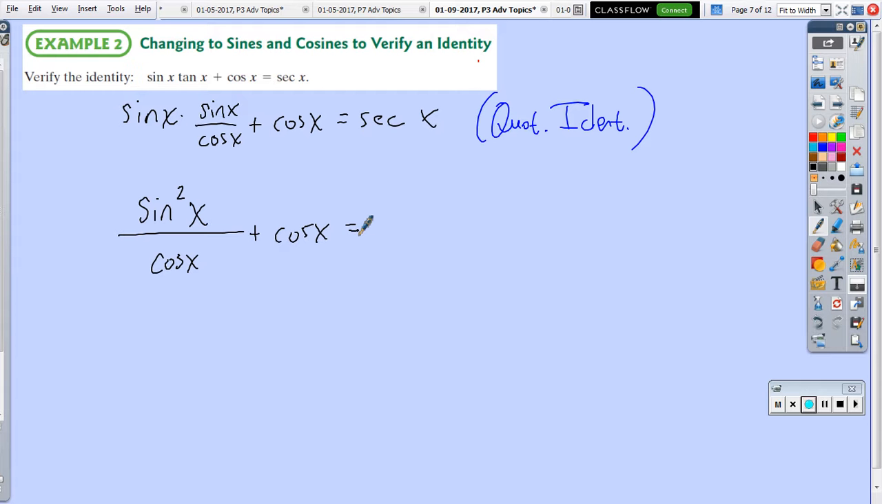Alright, so we have this on the left-hand side. Is there any way to combine these into one expression? Let's think. What did we learn years ago? Example: 1/3 plus 2/7. How do we combine these? Turn it into the same denominator. Okay, what's the least common denominator? 21. So something 21st plus something 21st, okay? 7/21 plus 6/21 is going to be 13/21.